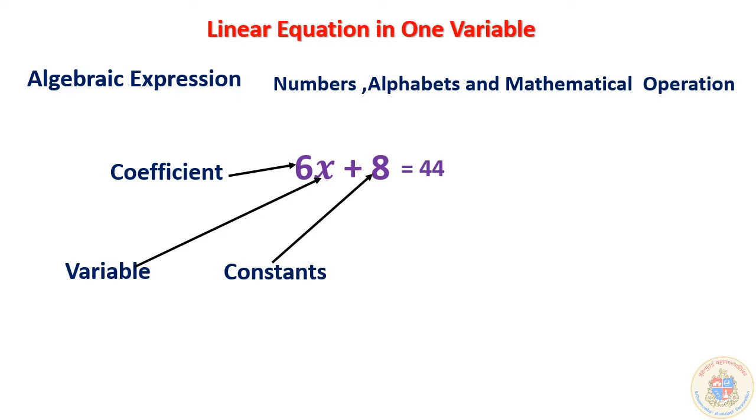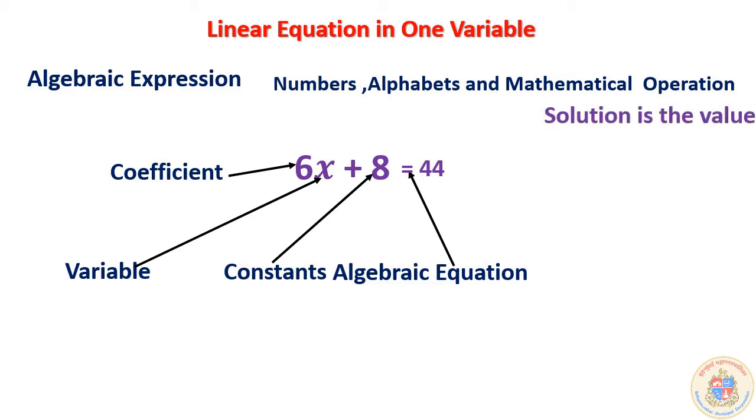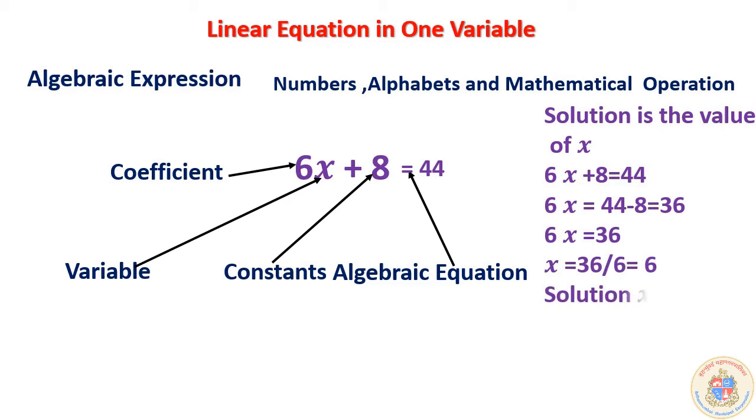And when it comes to algebraic equation, there will be an equal to sign. This also you know very well. Now there is another term connected with linear equation, algebraic expression and algebraic equation: the solution to the algebraic equation, which is the value of x in this case. So we find out x by different methods. We learned different arithmetic ideas by which we can find out the solution. Here it is done quickly for you. We know the value of x in this case is 6.